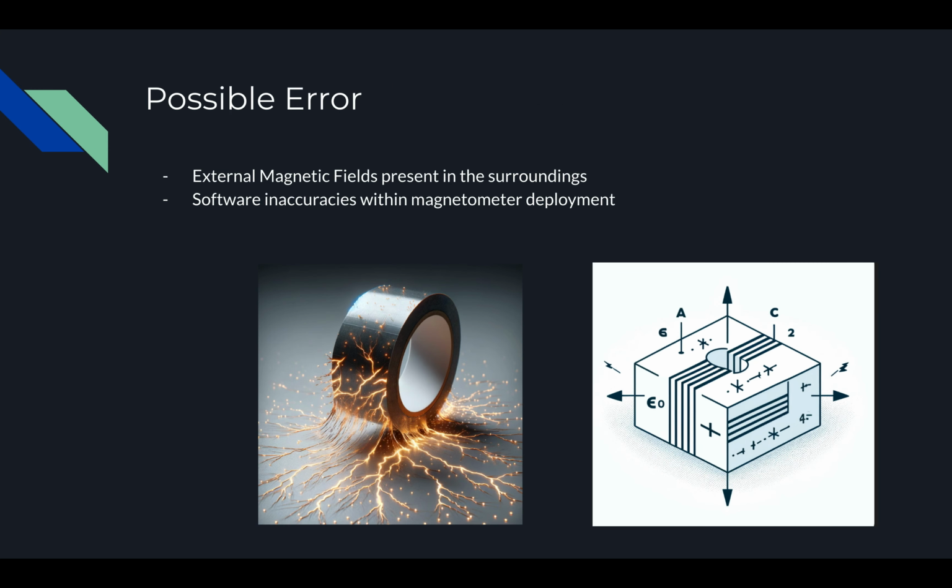So some of the possible error was external magnetic fields present in the surroundings. This could be any number of materials that carry both charge and magnetic field, and then there are also software inaccuracies that are possible within the magnetometer deployment. These are third-party, unverified applications, and we can't always trust those types of results 100%.